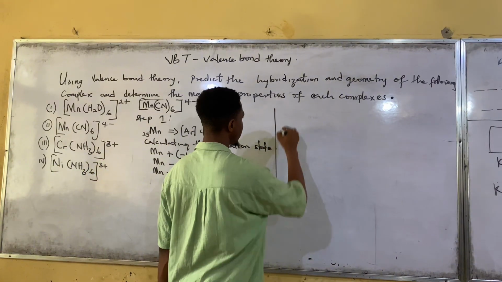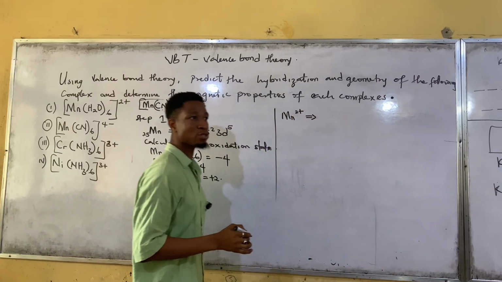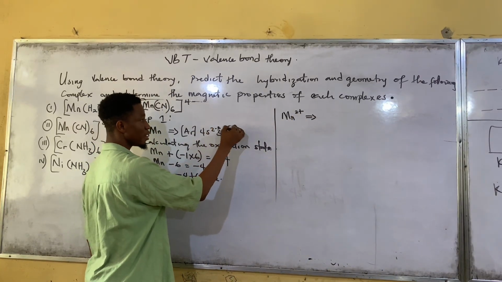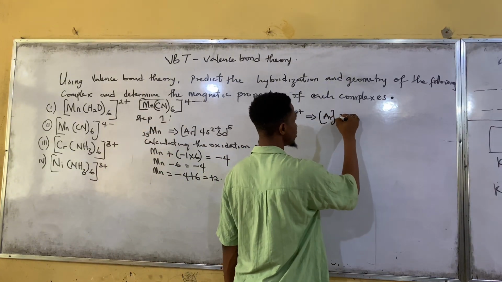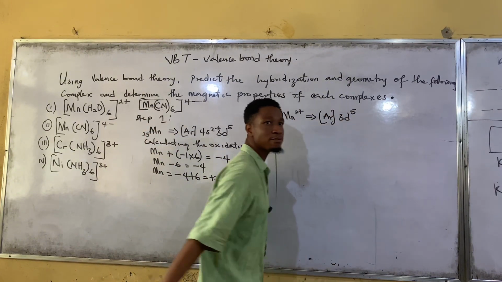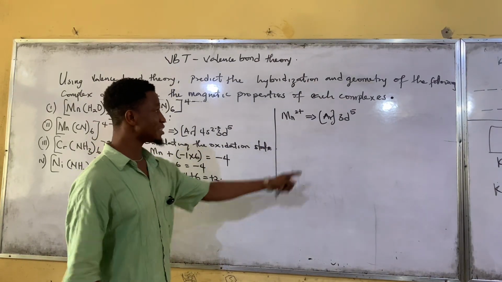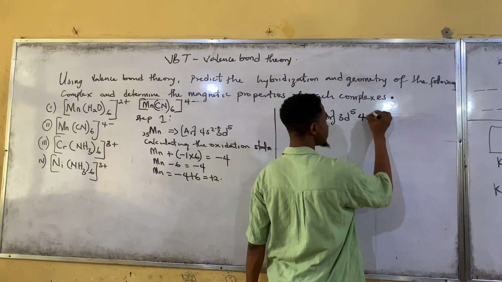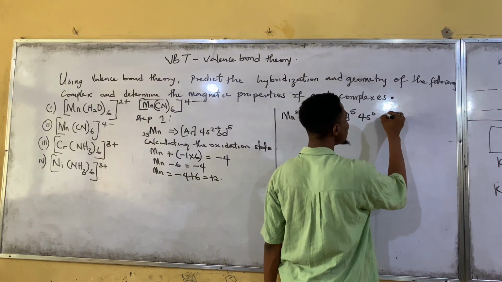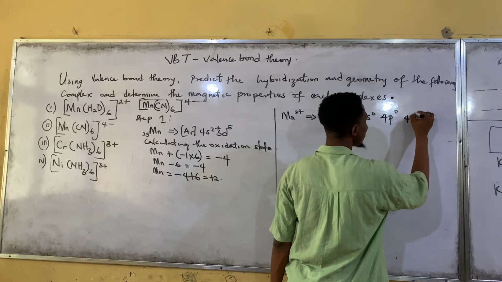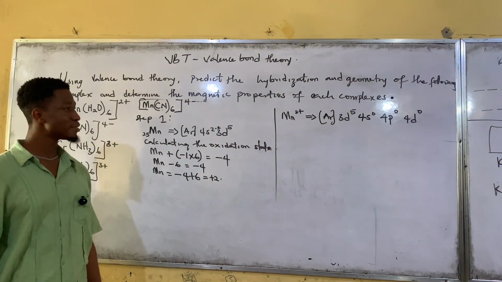Let me use this side. Mn 2 plus means that it's going to lose 2 electrons, right? It will lose 2 from here, and that's it. So we have argon 3d5, or you can say argon 4s0 3d5. But I say you can write it like this, then you now write 4s0 4p0 4d0. But sometimes you might not get to that d0. So let's see how far.